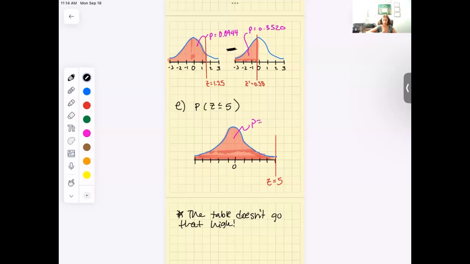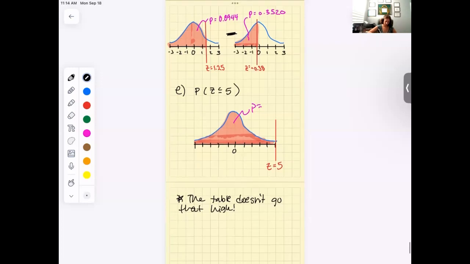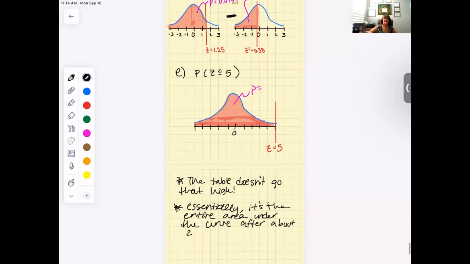So essentially, especially if we're going even further out than 3.49, we're going all the way out to z is 5, we can basically state that all of the probability under the curve is to the left of z is 5. So essentially, it's the entire area under the curve after you get to the highest number they give you of 3.49. So we can say that our answer, the probability is 1. So you go back to your picture and you put 1.